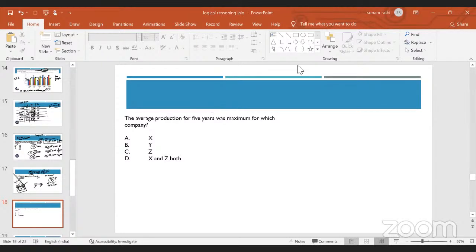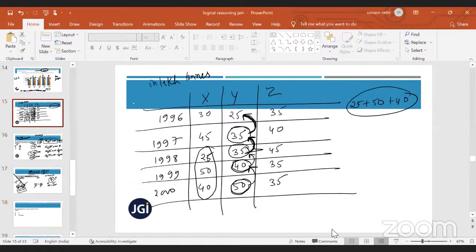The average production for 5 years was maximum for which company? So you have to do company X total, company Y total, company Z total. That's it. Do this total. So how much is company X total coming out? 30 plus 45 plus 25 plus 50 plus 40, 190. Company Y total 185. Company Z total 190.